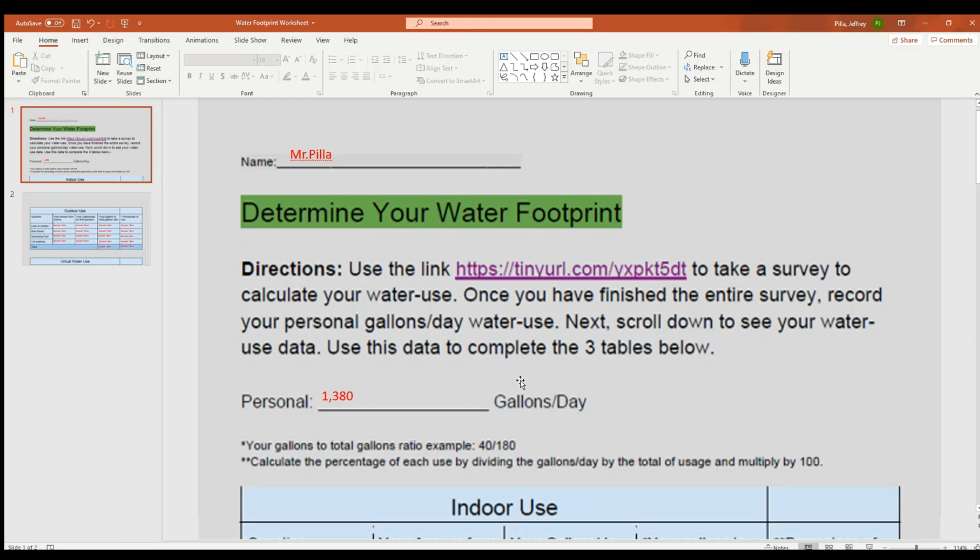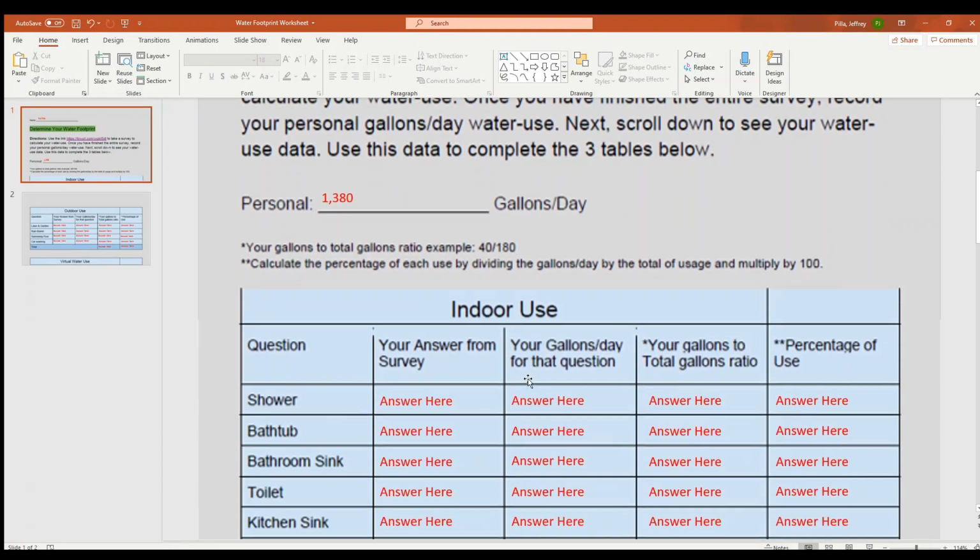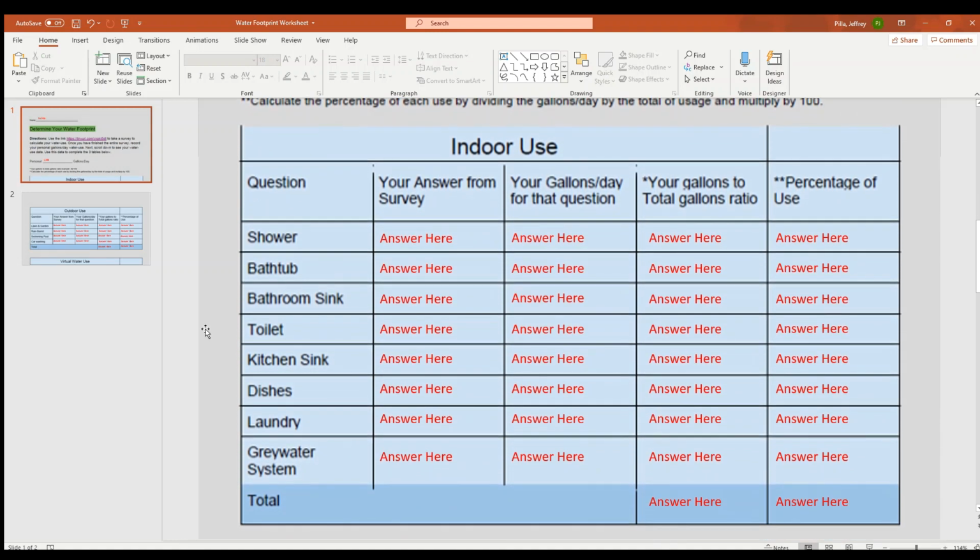All right, so let's start to fill out the rest of this worksheet. So I'm going to go down to my indoor water use, okay? We have the same prompts that were found on the website, right? It asked about your shower, your bathtub, so on and so forth. So all you're going to do is, for each question, put here what your response was, okay? What your answer was. So for shower, I had 5 to 10 minutes with low flow shower heads.